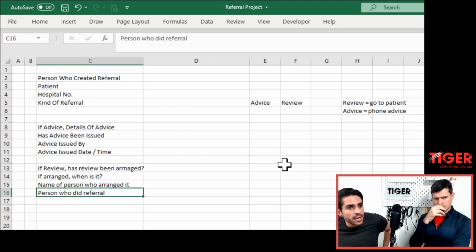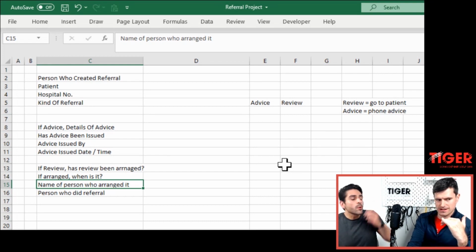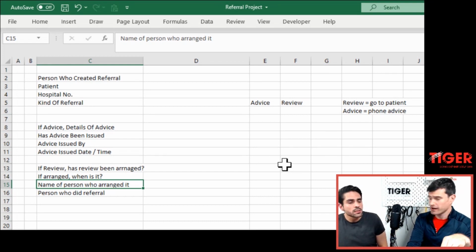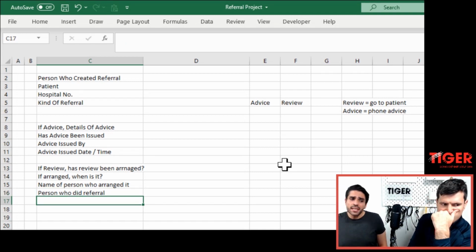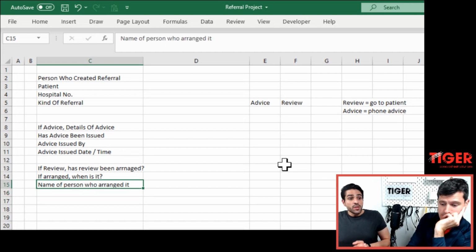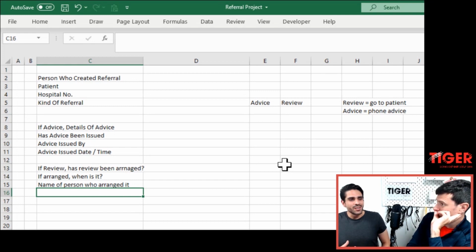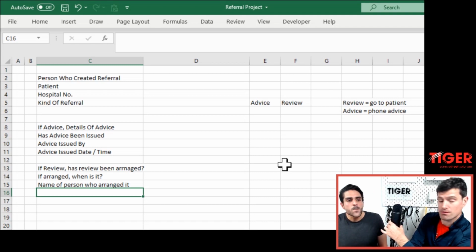So who is the name of person who arranged it? That's the person who said, okay, we'll come and see you at 10 o'clock tomorrow. Because they might be different, right? It might be like Dr. Smith will come and see you at 10 o'clock tomorrow. And you probably want those two people. Yeah, that's okay. You tell me, mate. So the reason I might not want that is because it may not be the same guy. Yeah, that's what I'm saying. Well, it probably won't be.